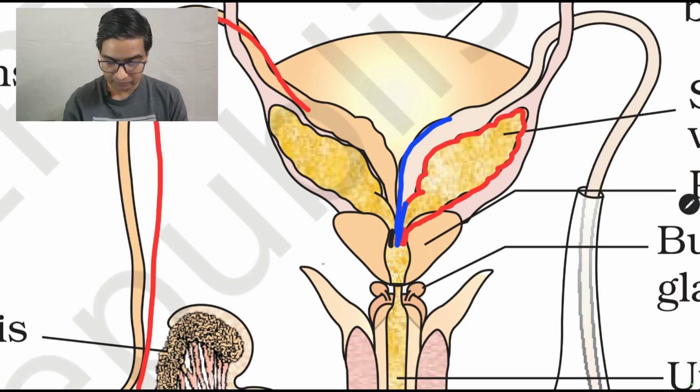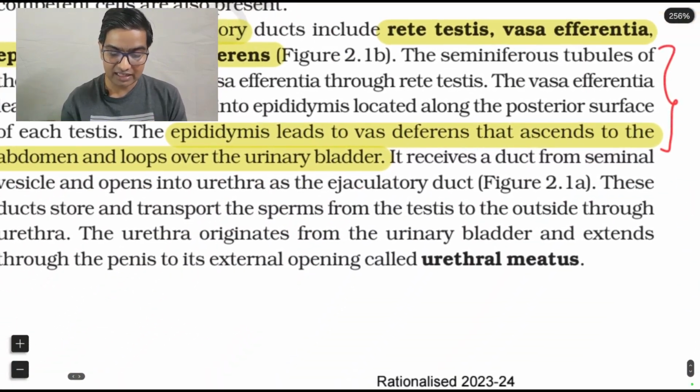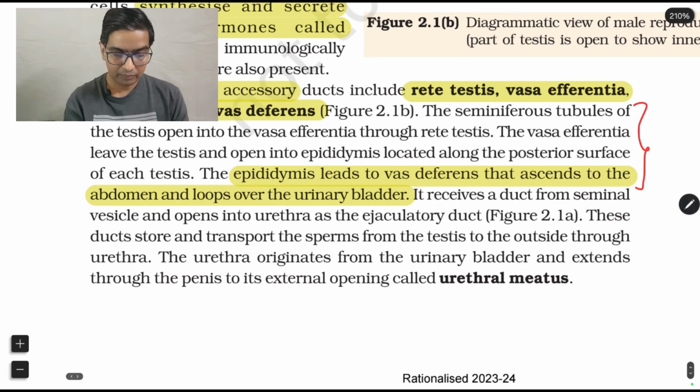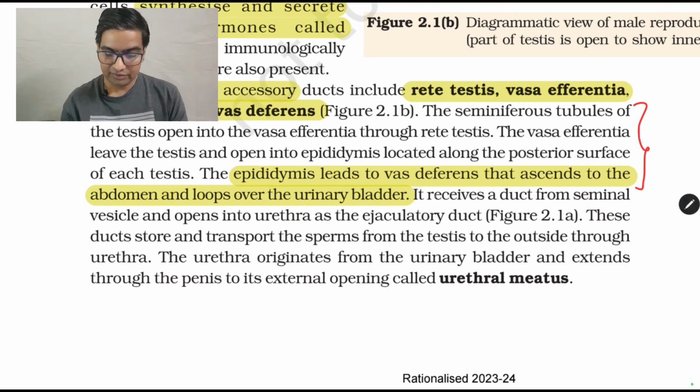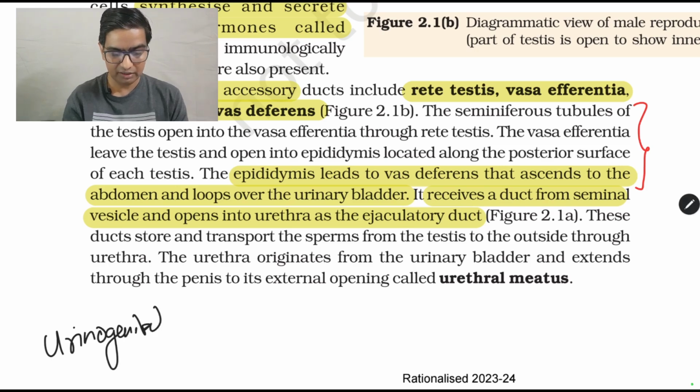Let's draw with a black pen. This common tube opens into the urethra. That common tube is called the ejaculatory duct, exactly what is given here. It receives a duct from the seminal vesicle and opens into the urethra, that is the ejaculatory duct. Simple. So the ejaculatory duct will bring the secretion of the seminal vesicle and sperms, correct? And then that entire thing will go into the urethra, and that's why in human beings the urethra is called the urinogenital duct.